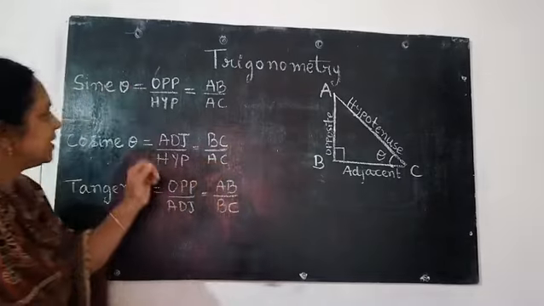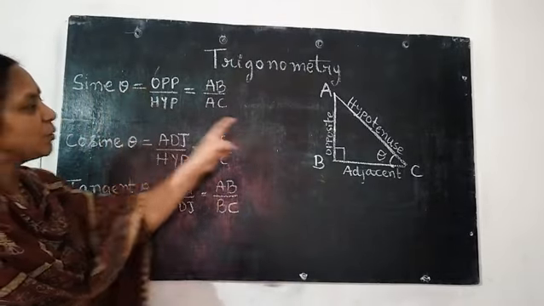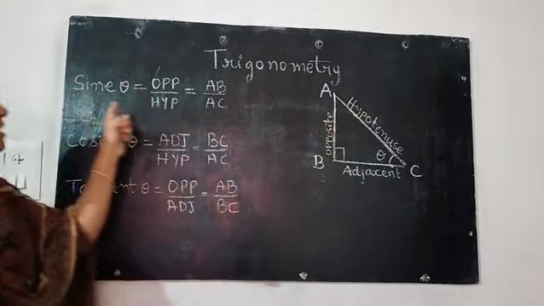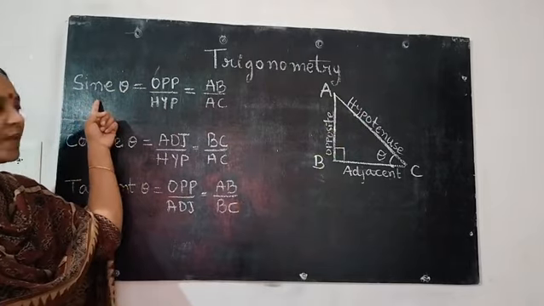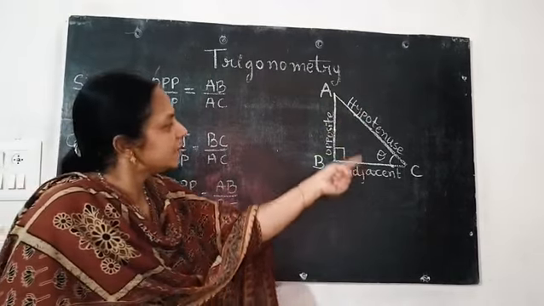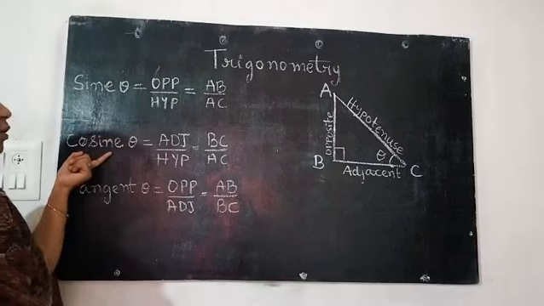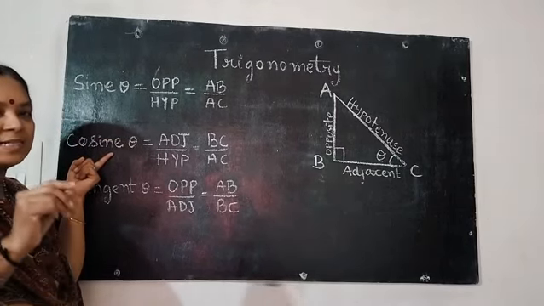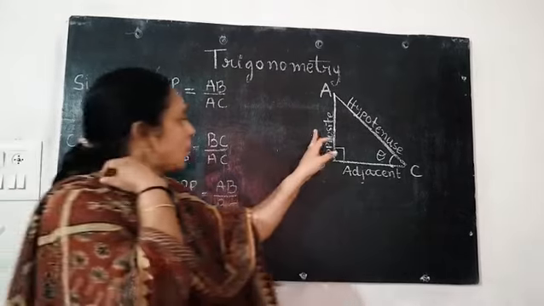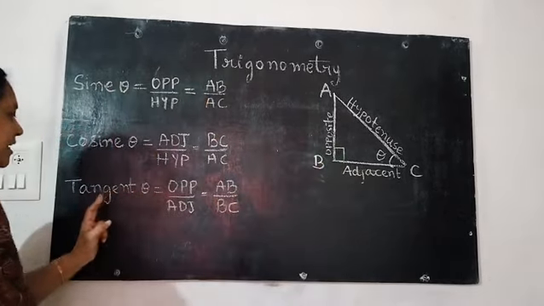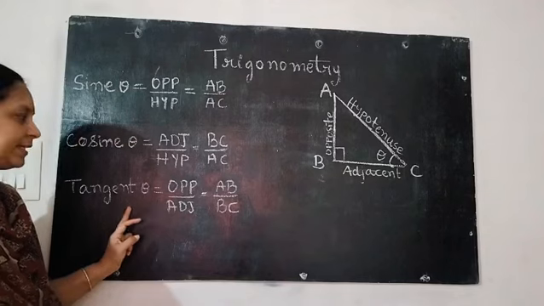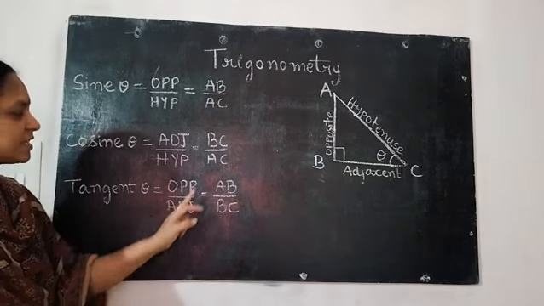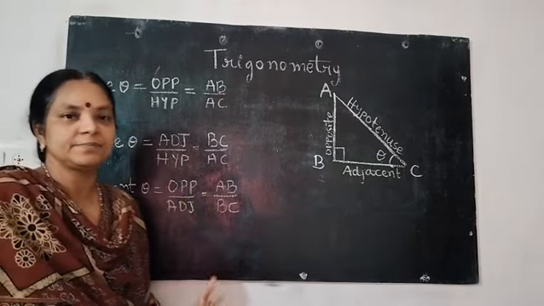Opposite by hypotenuse is called sine theta. At the same time, adjacent by hypotenuse is called cosine theta. We can call cosine theta as cos theta also. And opposite by adjacent is called tangent theta or tan theta, which is AB by BC.